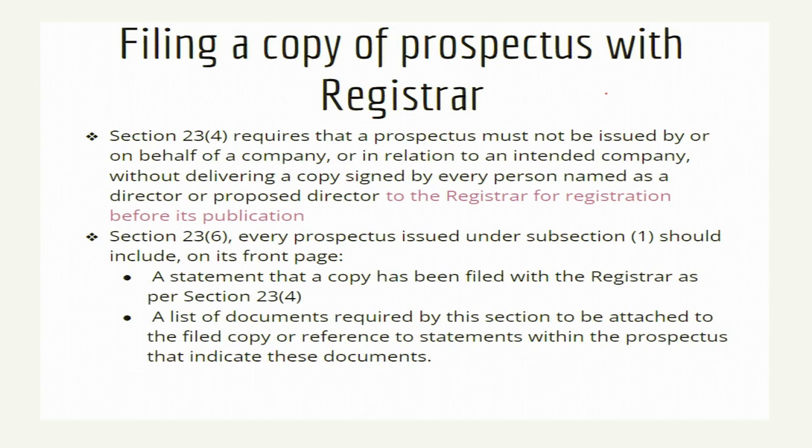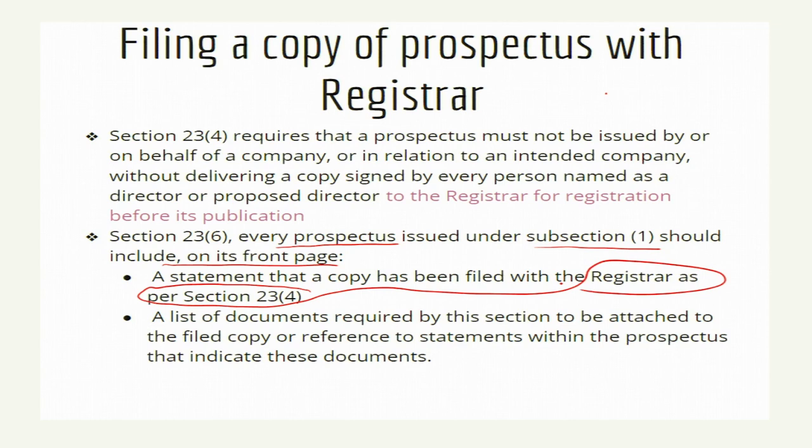Section 23, Clause 6: every prospectus issued under subsection 1 should include on its front page that the registrar gave the approval. On the front page it should be clearly mentioned that this document is already registered with the registrar of companies and the registrar of companies gave the approval for the same. A list of documents required by this section is to be attached, with a reference or references to statements within the prospectus that indicate these documents fulfill all the requirements.